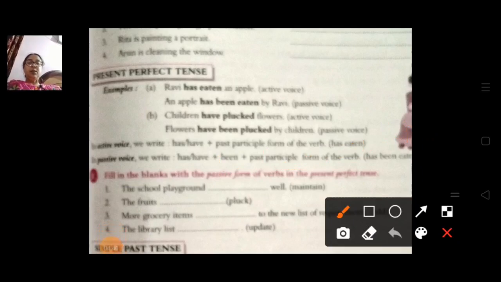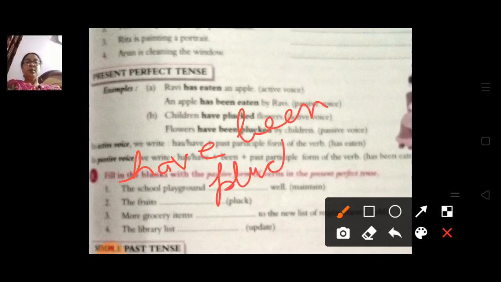Now we are moving to the next one. The fruits dash plucked. The fruits have been plucked. Second one we are doing, because fruits is there, that is why we are using have. The fruits have been plucked. Complete it. This is the second one.